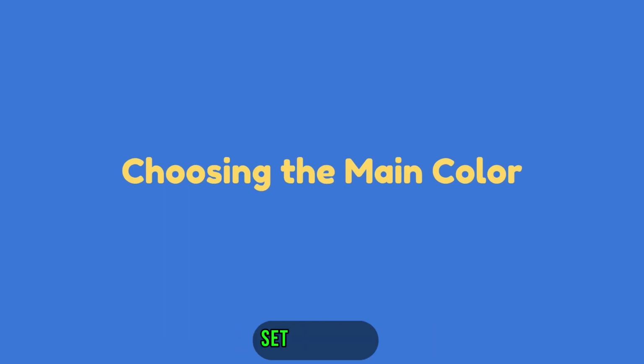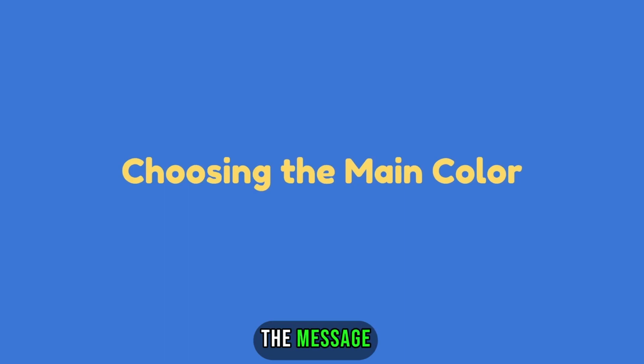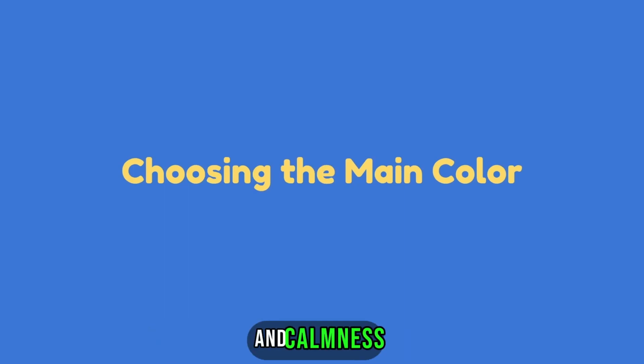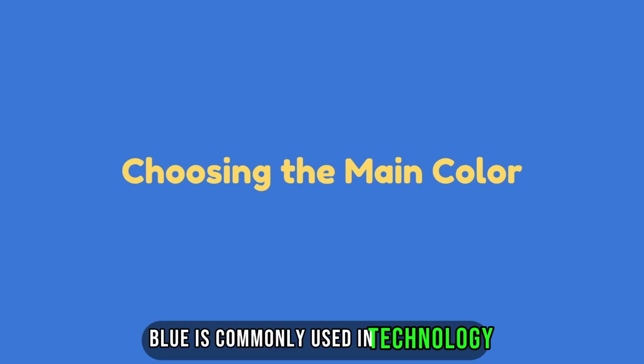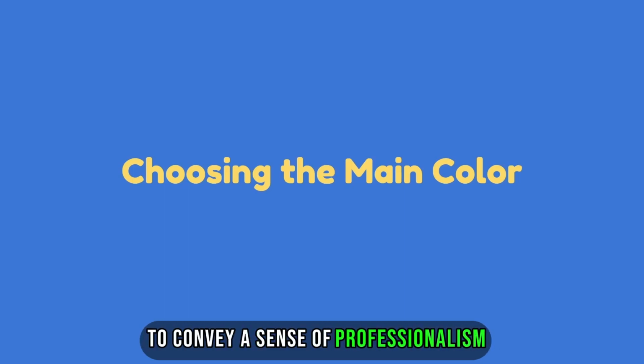The main colors set the tone for your design and establish the overall mood of your project. It's important to choose a main color that aligns with your brand identity and the message you want to convey. For example, let's consider the color blue as our main color. Blue is often associated with trust, reliability, and calmness. It's a pretty versatile color that can be used in a variety of design contexts. Blue is commonly used in technology, finance, and healthcare industries to convey a sense of professionalism and stability.